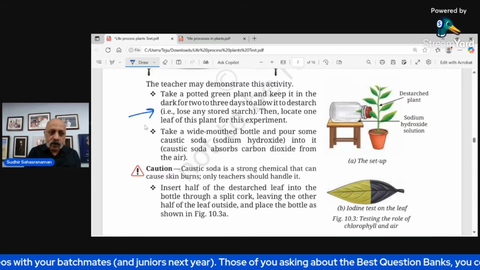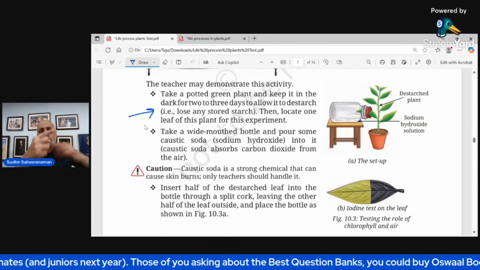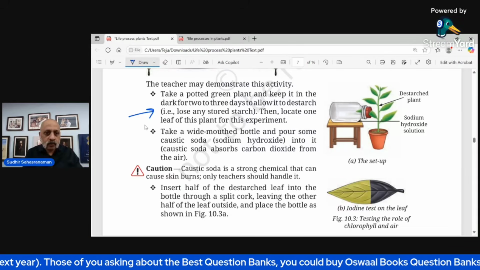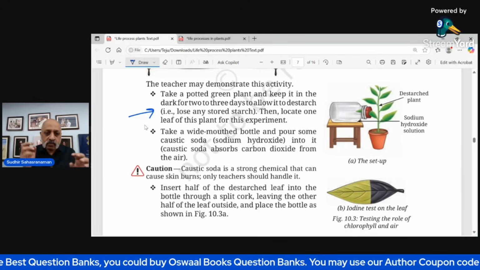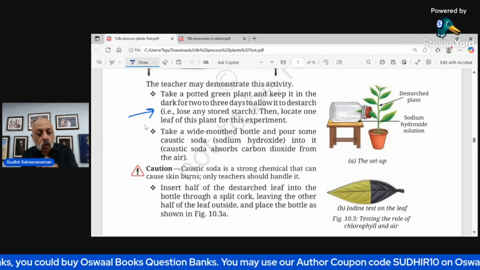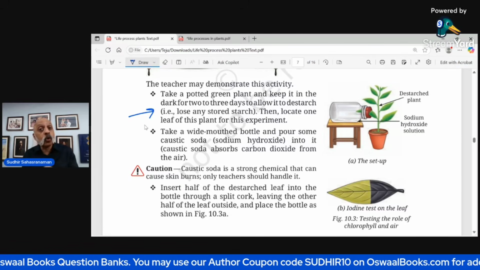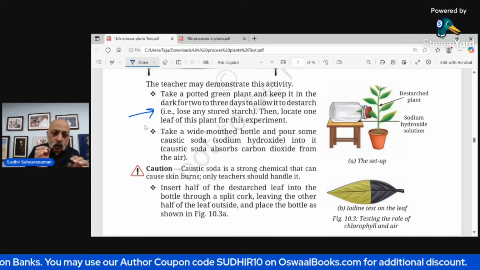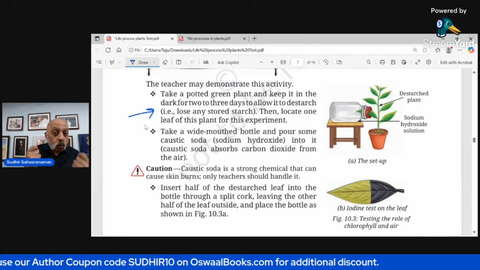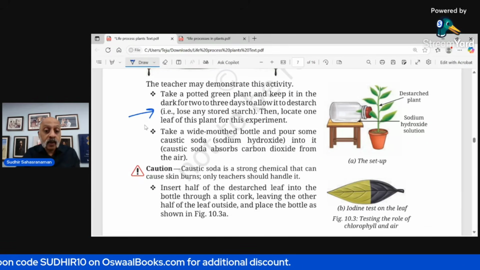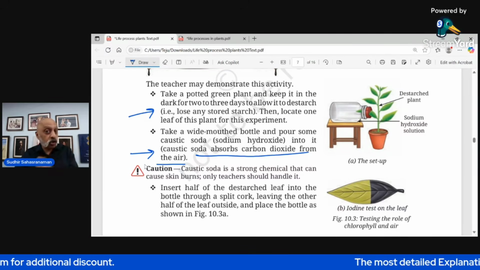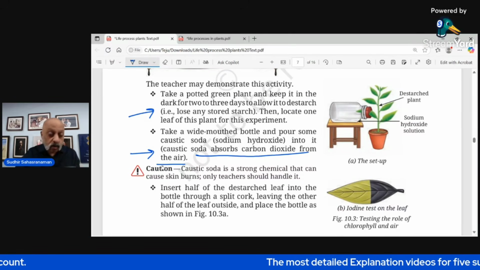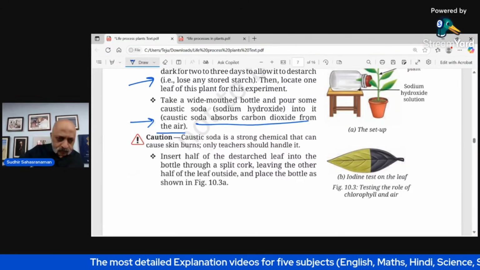Now, what you do is to take one leaf which has been de-starched from this plant, pluck it, remove it. Take a bottle with a wide mouth. You put some caustic soda, whose chemical name is sodium hydroxide, into it, because caustic soda absorbs carbon dioxide from the air. This is the role played by caustic soda. Now, it's a strong chemical. It can also cause burns, so you need to be very careful.